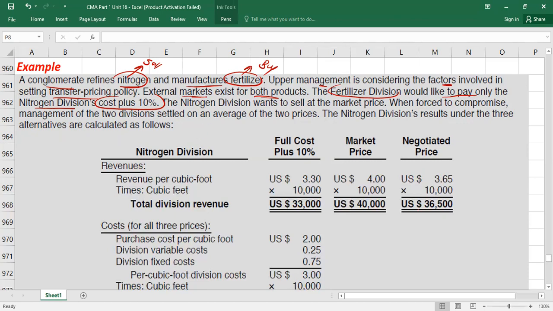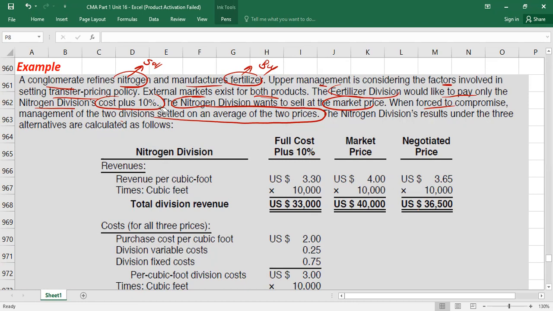Second is that the nitrogen division wants to sell at market price. The nitrogen division is saying, no, I want to charge market price. And the fertilizer division is saying, no, I'll pay you cost plus 10%. Then when forced to compromise, maybe by head office, the management of the two divisions settled on an average of the two prices. So one transfer price was cost plus 10%, the second is market price, and the third option they negotiated: it is not your market price, it is not your cost plus 10%, we'll take the average of these two prices, the average of cost plus 10% and market.